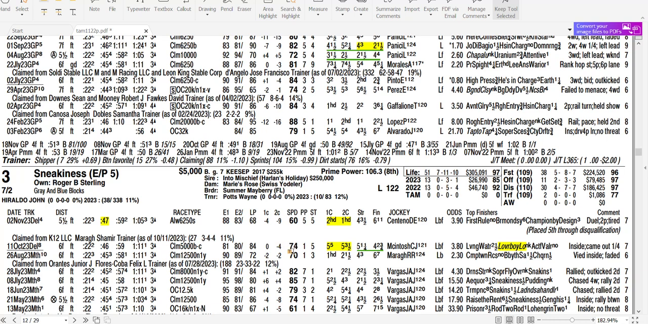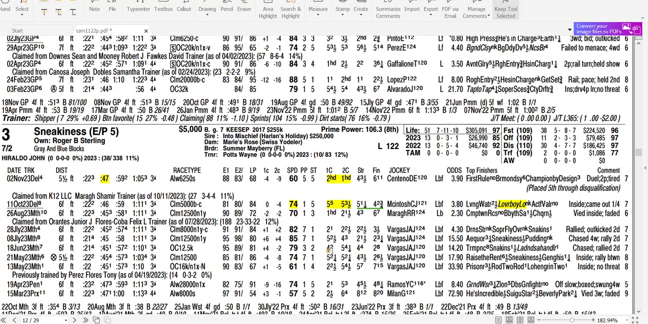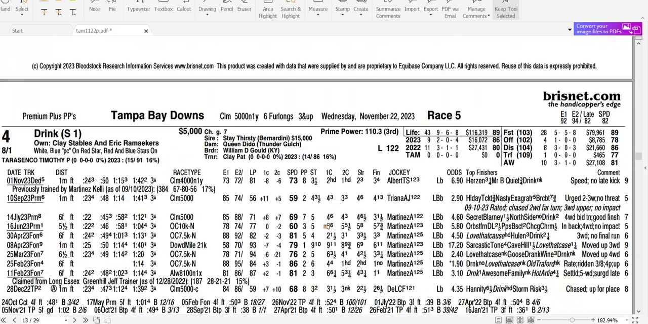And we have the 74. I'm going to use the 74 race as my race where I run my pace figure from. Okay, four horse.